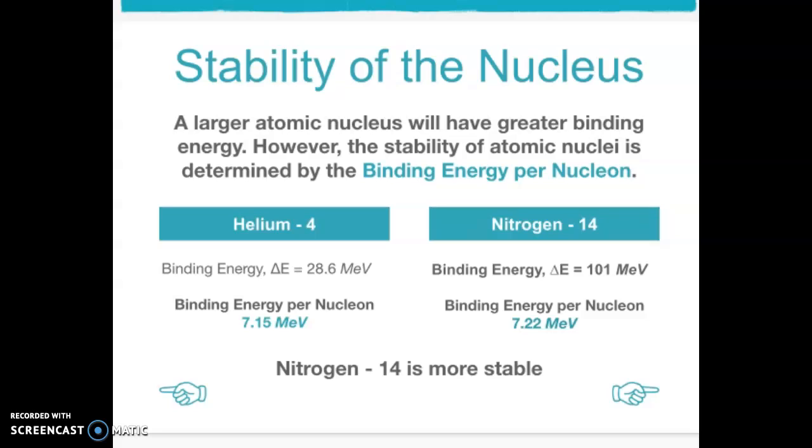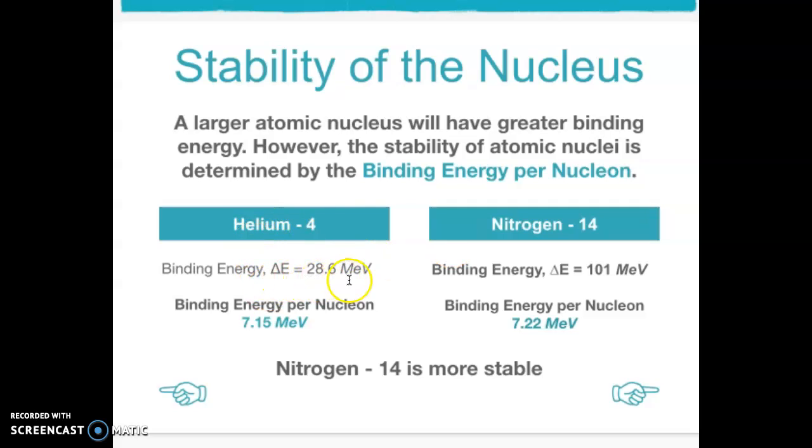Now, the stability of the nucleus does actually depend on its size. A larger atomic nucleus will have a greater binding energy. However, the stability of an atomic nucleus is determined by the binding energy per nucleon. Now, this is an important difference. Binding energy per nucleon is the binding energy in total divided by the number of nucleons.